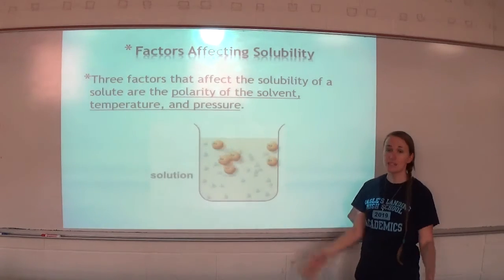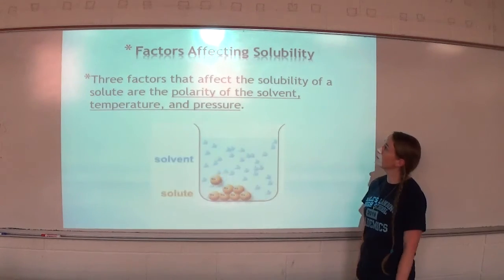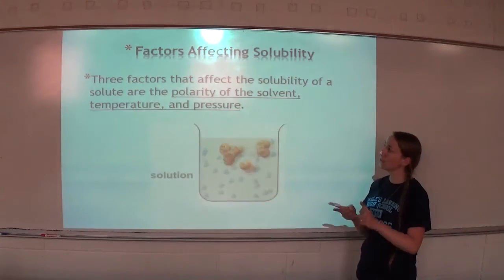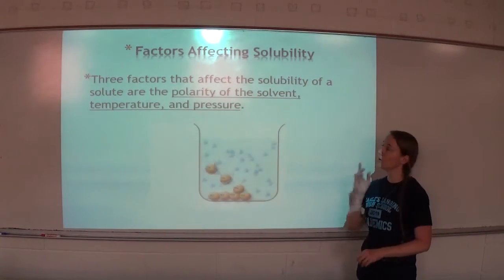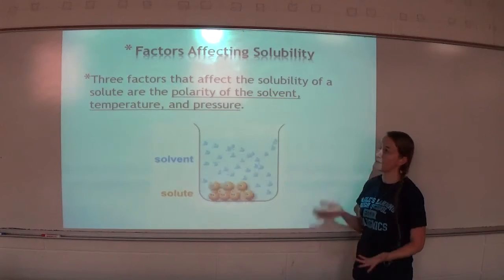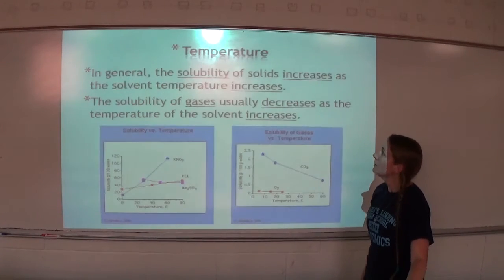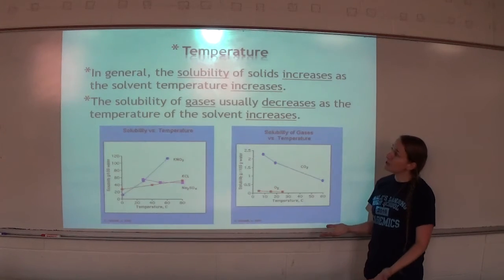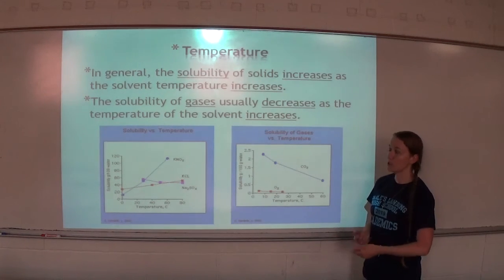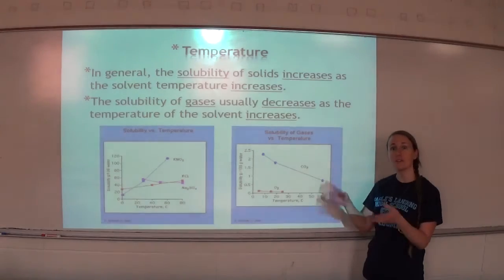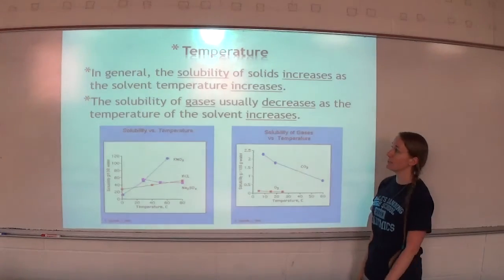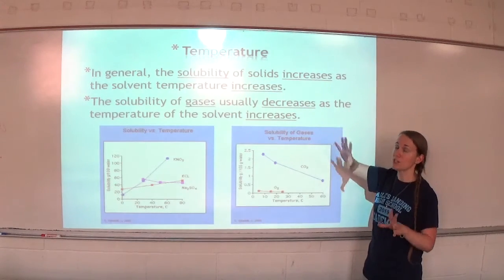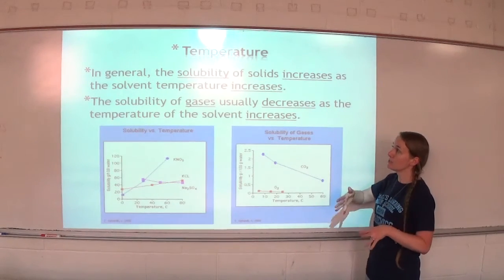So, what affects solubility? Well, there are three factors that affect the solubility of a solute, and they are polarity of the solvent, temperature, and pressure. So temperature, in general, the solubility of solids increases as the solvent temperature increases. And I showed you that on that solubility chart in the previous slide. And that's for solids. So normally we can dissolve more solid if we increase the temperature.